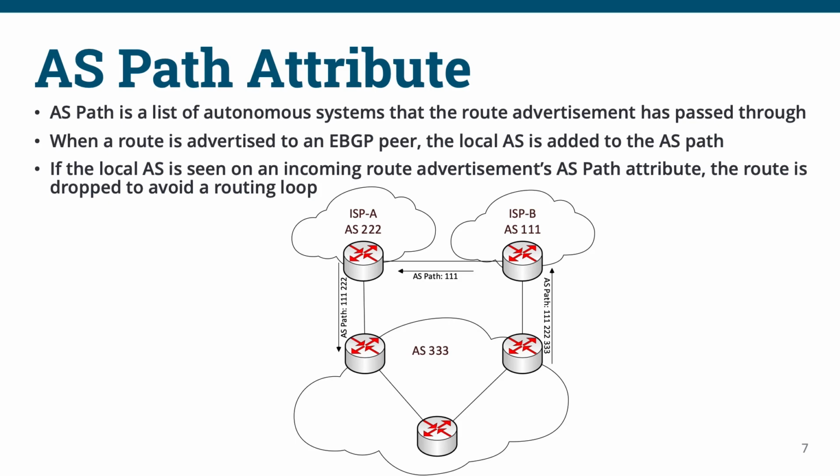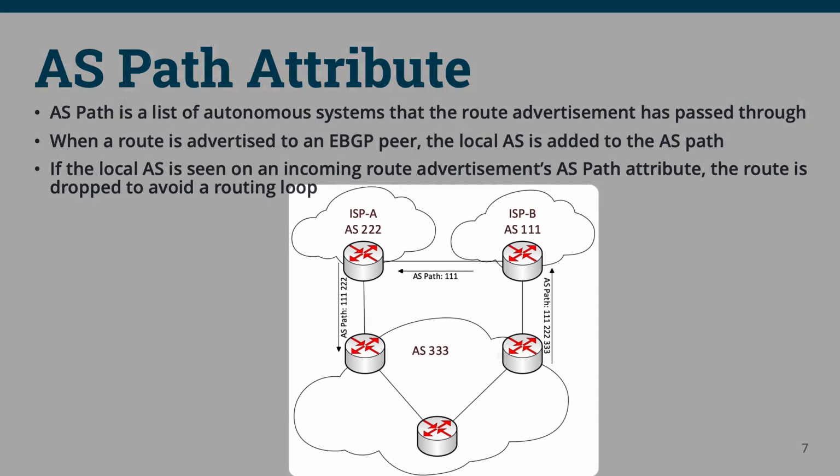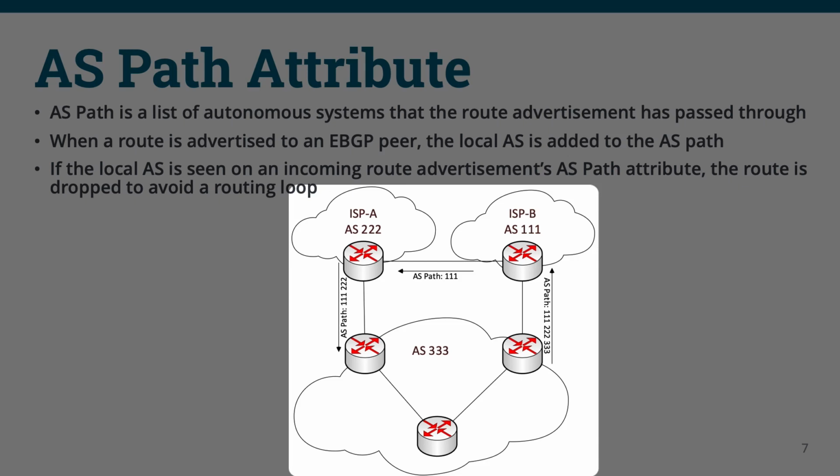To illustrate how AS path works, we reference the diagram below. For a route advertisement originating from ISP B in AS111, the route advertisement is sent to ISP A, where the AS path only has one entry, AS111. When ISP A re-advertises this route to the enterprise at the bottom, ISP A will include its own ASN in the AS path. Thus, the AS path now has two entries, 111 and 222. Our enterprise operates AS333.